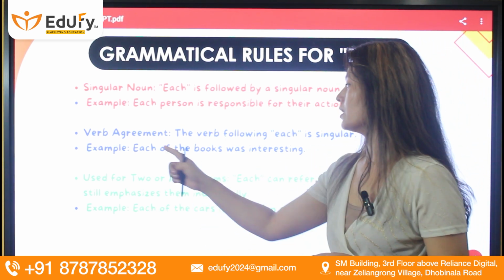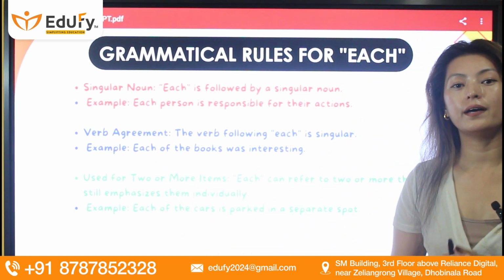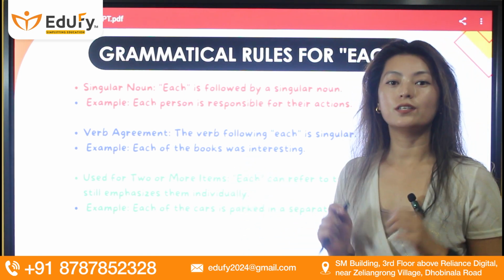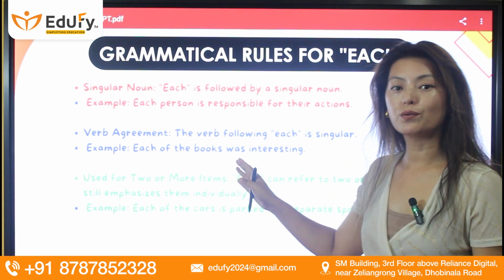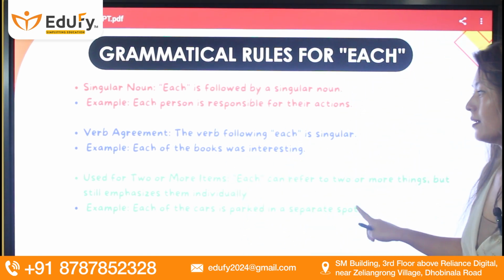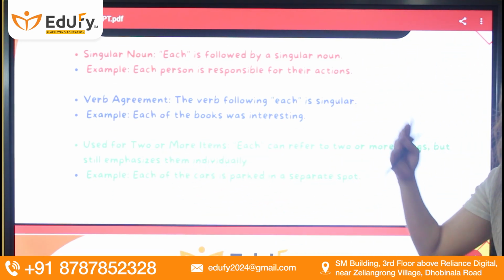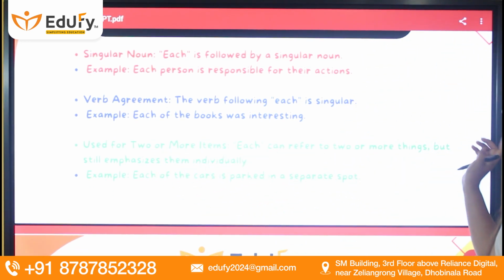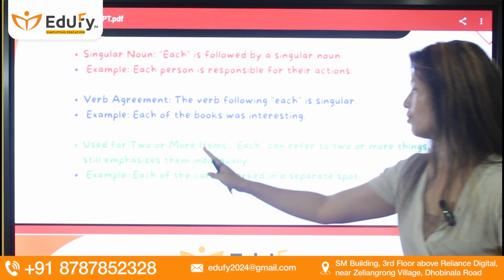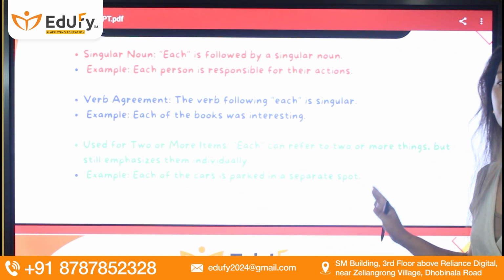And therefore, the word each will be accompanied by the verb was, which is a singular verb. That is what we call verb agreement. Again, it is used for two or more than two items. Each can refer to the same thing. Again, each of the cars is parked in a separate spot.